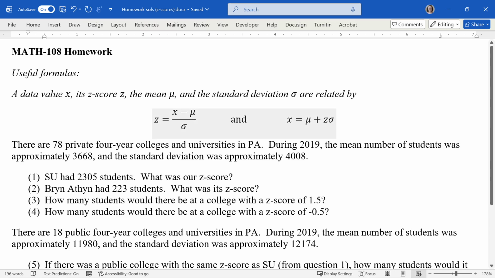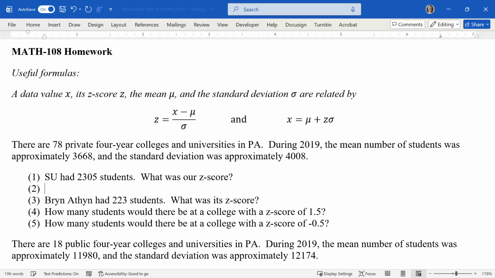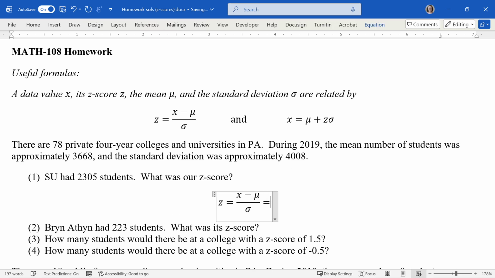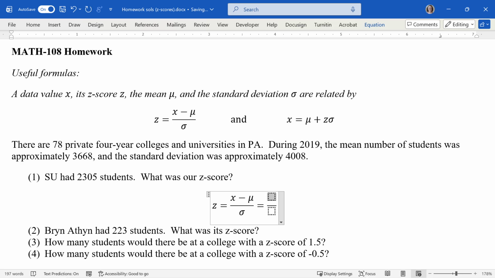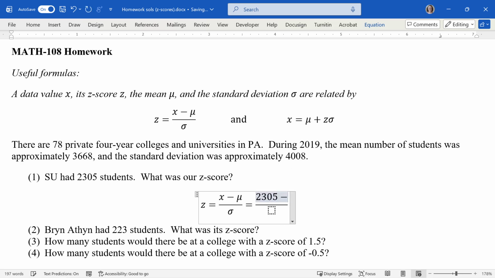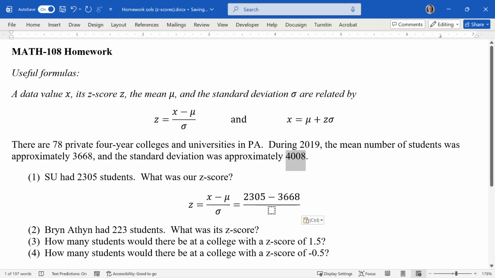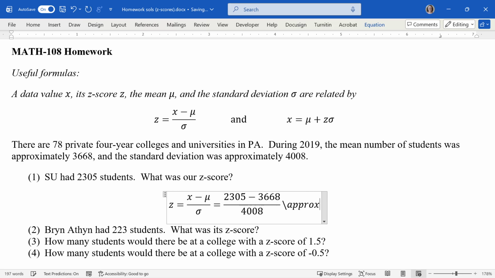Okay, so if we're asking for the z-score, then we're going to use this formula right here. We're just going to plug in all the pieces except for z, because that's what we're going to find. So x is the data value, that's 2305. Mu is the mean, which was given up here, it's 3668. Sigma is the standard deviation, it's right here, 4008. Then you just put this into a calculator and see what it actually is. I am getting negative 0.34, and for z-scores, I usually round to 2 decimal places.